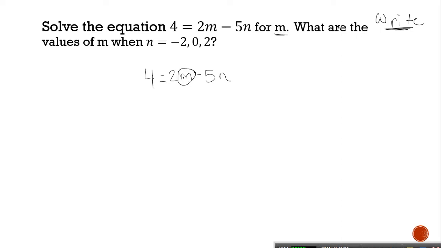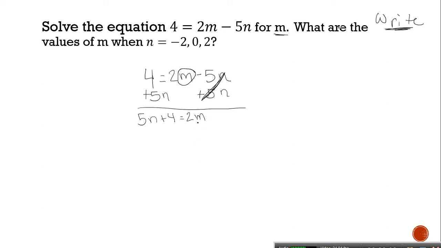So to begin solving for m, I need to get rid of whatever's not even attached to m. I noticed that I had this -5n hanging out over here. So I'm going to get rid of him on both sides. I'm going to add him. That way I can get 2m all alone. So on the left I'm going to get 5n plus 4, and on the right I get 2m, because these guys are going to cancel out.